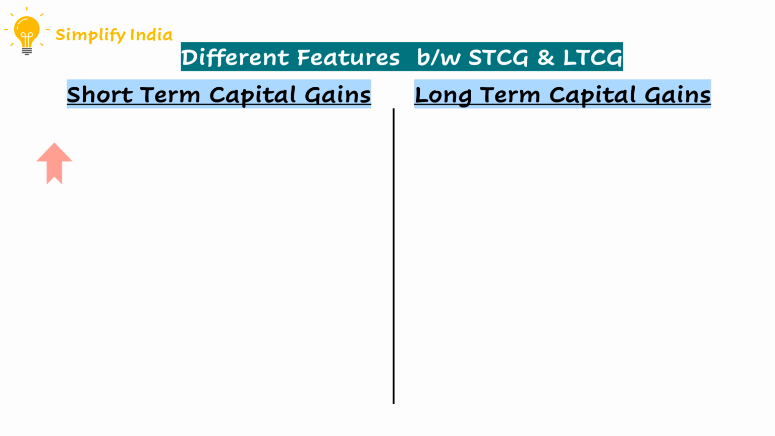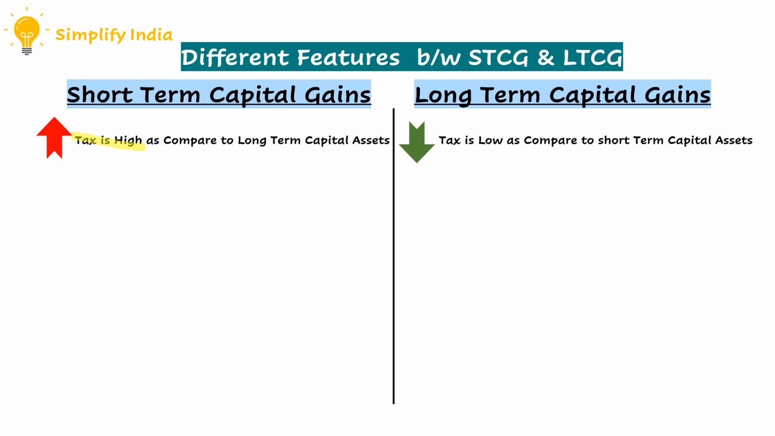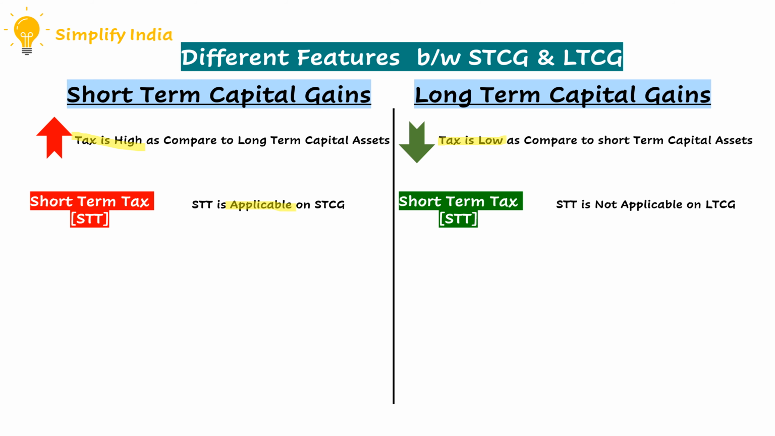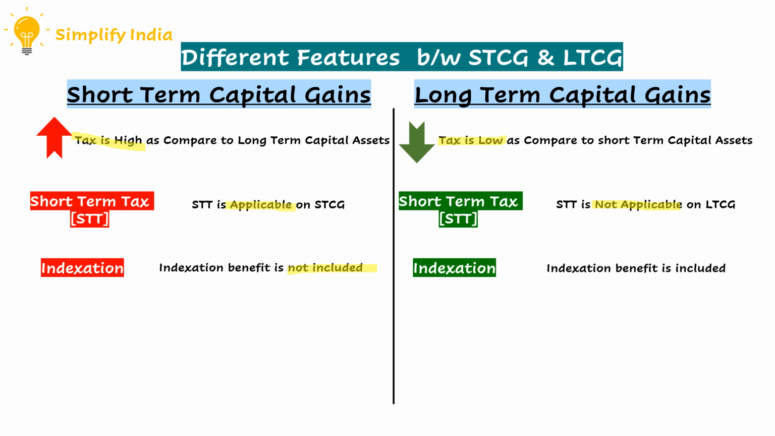In case of short-term capital gain, tax is high as compared to long-term capital gain, whereas in case of long-term capital gains, tax is low. Next we have STT, that is short-term tax, which is applicable on short-term capital gain and which is not applicable on long-term capital gains. Next we have indexation, as the short-term capital asset is not being held by an assessee for long period of time, and hence the time value of money is not being considered. Hence here the indexation benefit is not included, whereas in case of long-term capital gain, indexation benefit is being included.